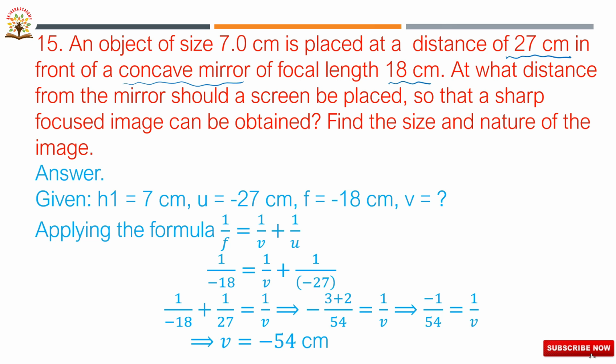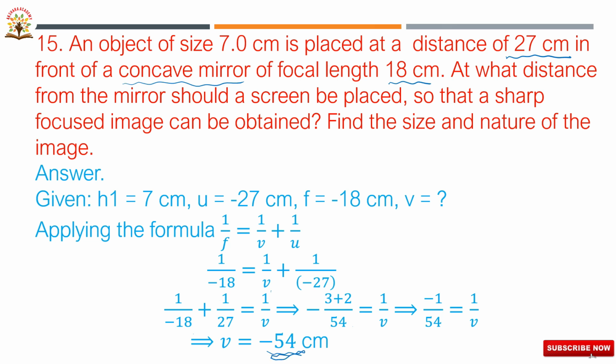Now applying the mirror formula, 1 by f is equal to 1 by v plus 1 by u. Substituting the values, 1 by f is minus 18, 1 by v plus 1 by u, 1 by minus 27. So we write 1 by v, so minus 27 will go here, plus 1 by minus 18 plus 1 by 27 is equal to 1 by v. Taking LCM of 18 and 27, 54. 18 times 3, 27 times 2. So minus 3 plus 2 by 54, that is minus 1 by 54. 1 by v is equal to minus 1 by 54. v is equal to minus 54 centimeter.